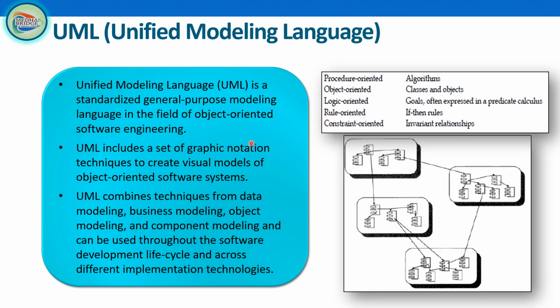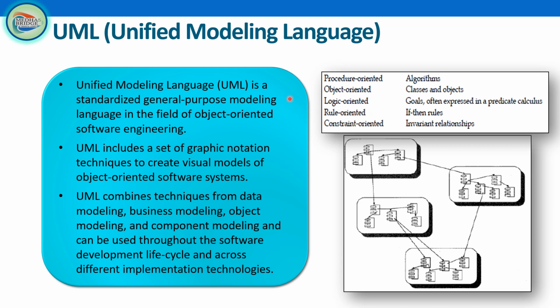In software engineering, we have procedure-oriented programming languages, object-oriented programming languages, logic-oriented, rules-oriented, and constraints-oriented. We are familiar with algorithms, which we use in procedure-oriented programming languages. We identify classes and objects related to the classes in object-oriented programming languages. We have if-then rules in rules-based programming languages, things like that.